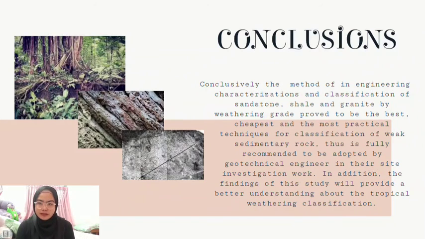Lastly, for the conclusion. Conclusively, the method of engineering categorization and classification of sandstone, shale and granite by weathering grade proved to be the best, cheapest and most practical technique for classification of weak sedimentary rock. Thus, it is fully recommended to be adopted by geotechnical engineers in their site investigation work. In addition, the findings of this study will provide a better understanding of tropical weathering classification.